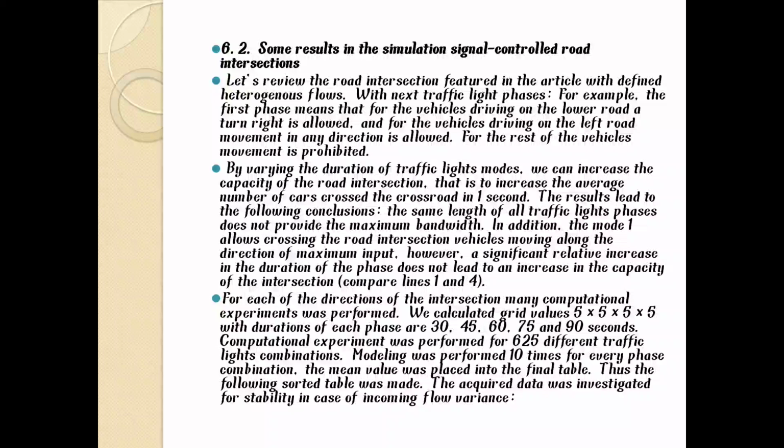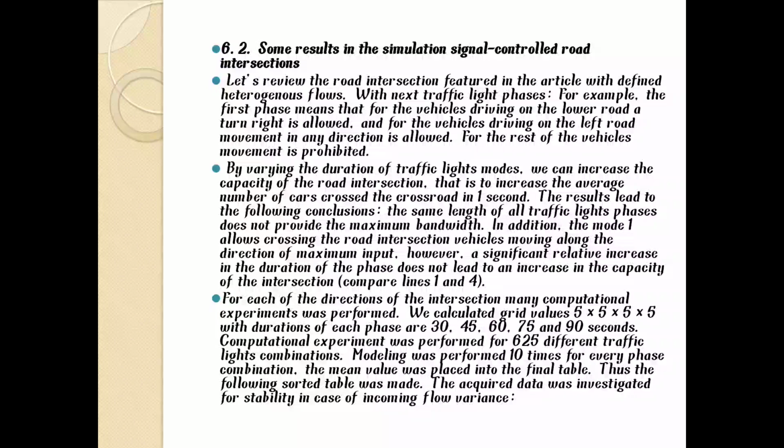For each of the directions of the intersection, many computational experiments were performed. We calculate grid values 5 by 5 by 5 by 5, with the duration of each phase being 15, 30, 45, 60, 75 and 90 seconds. Computational experiments were performed for 625 different traffic light combinations. Modeling was performed 10 times for every phase combination. The mean value was placed into the final table. Thus, the following shortened table was made.